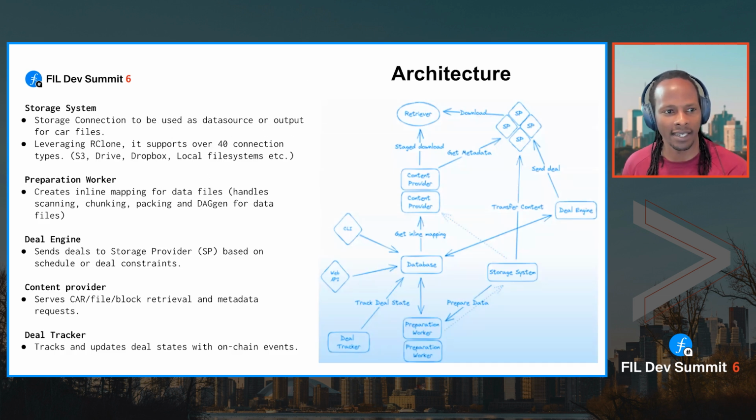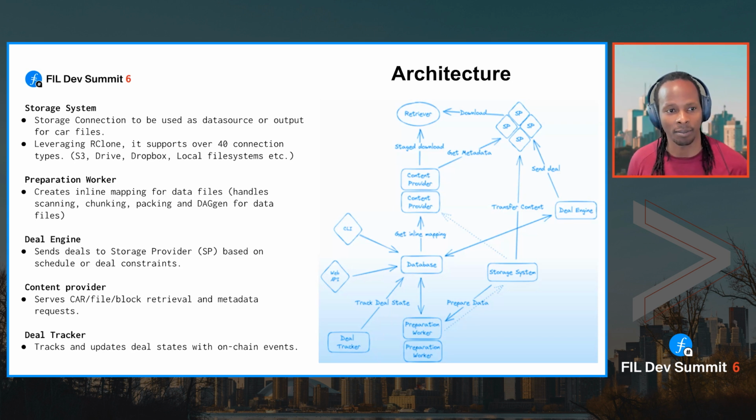So in terms of the architecture, there are a few important components I just want to talk about that make Singularity work the way it does. The first one is its ability to support connection, leveraging Rclone, and it supports connection of more than 40 storage or data sources. These range from S3, Google Drive, Dropbox, your local file systems, if you have mounts, anything, any source or any platform where your data is, you can easily connect it to Singularity, and then you can start the data preparation and uploading to Filecoin.